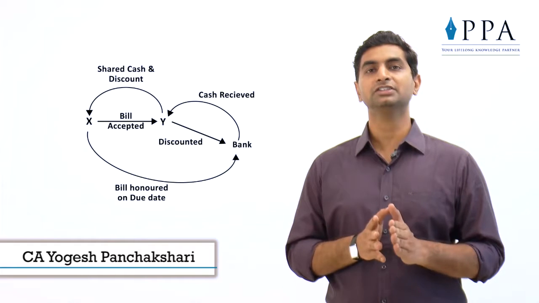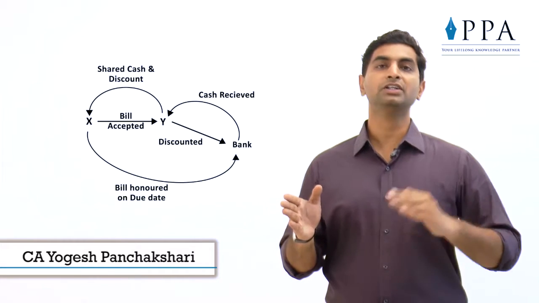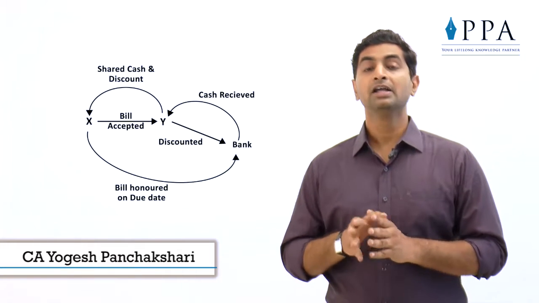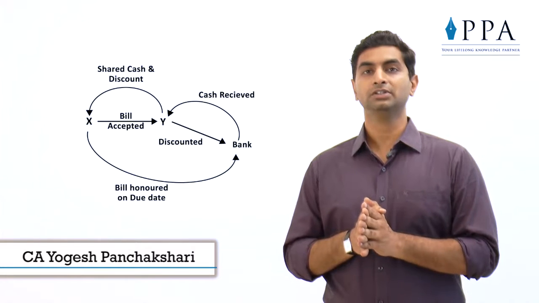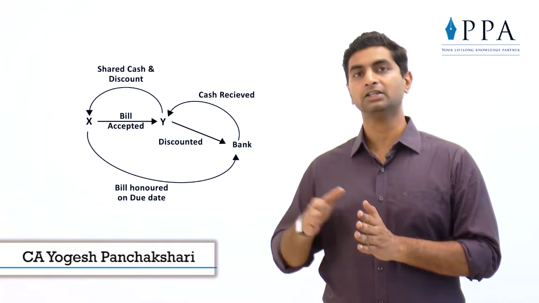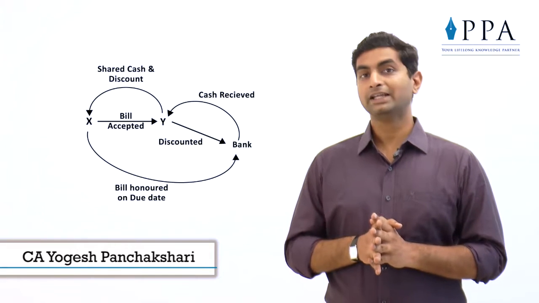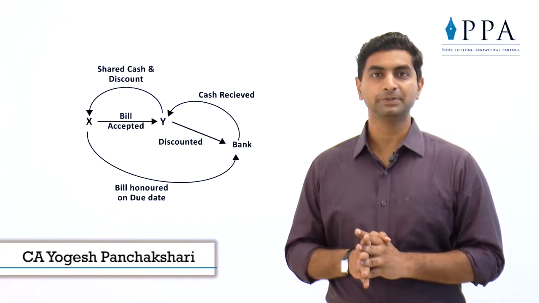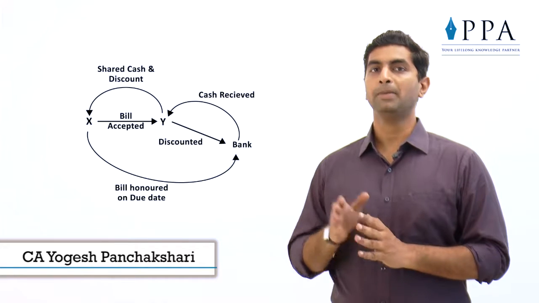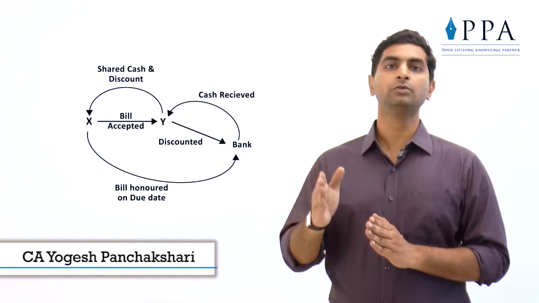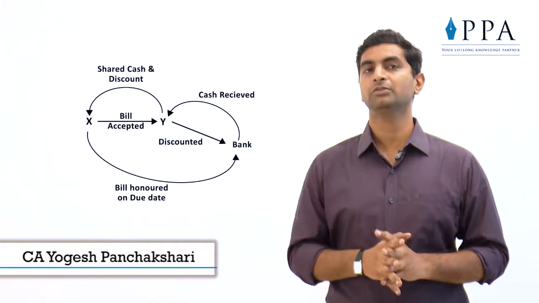That is, 40,000 cash is kept by X and 40,000 cash is given to Y along with equal sharing of discount. That means X will bear 10,000 rupees discount, Y will bear the balance 10,000. Now technically both are enjoying 50,000 rupees. On the due date, bank will demand the amount of rupees 1 lakh from Mr. Y because he was drawing.